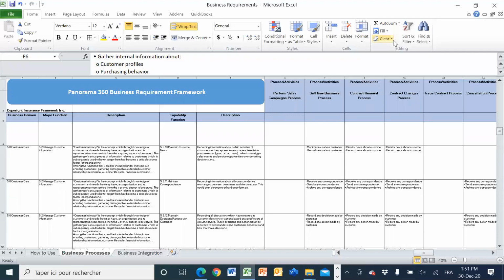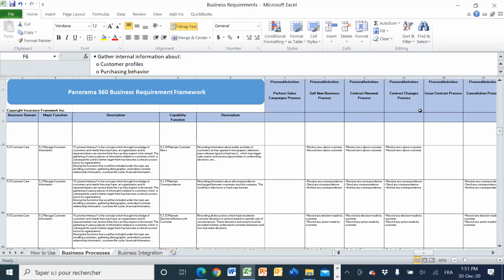Hi, as part of Panorama 360, Insurance Frameworks has developed a number of project or situation-specific frameworks for the insurance and wealth management industry. One of them is to help organizations while doing their business requirements, whether it is for selecting a software package or developing their own system.